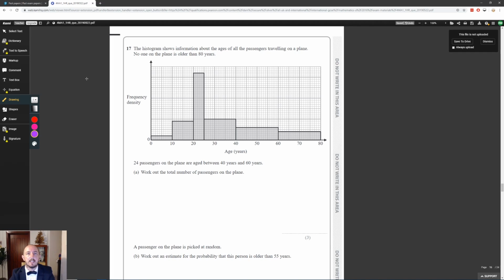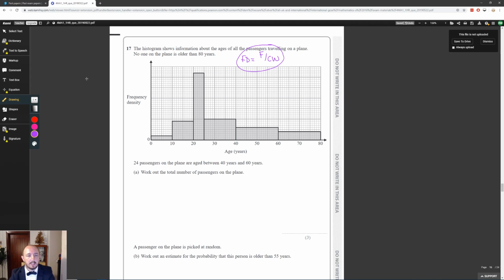Question 17 is a histogram question, and in histograms we need to know the formula that the frequency density is the frequency divided by the class width. If you can remember that, that will get you through 9/10 of the questions.